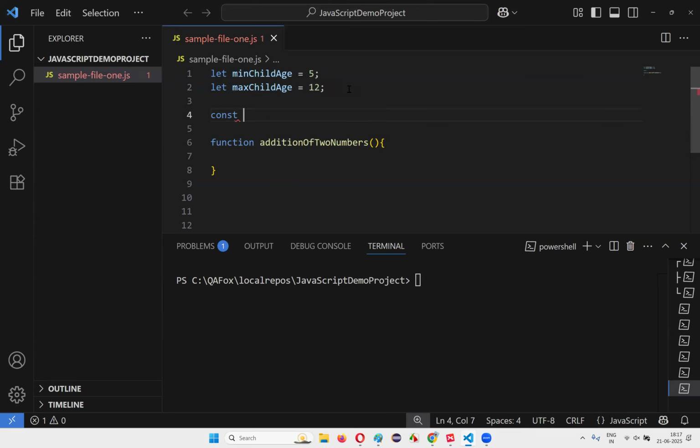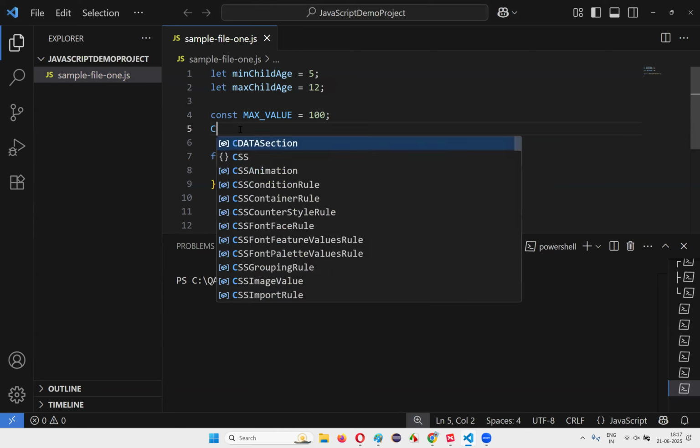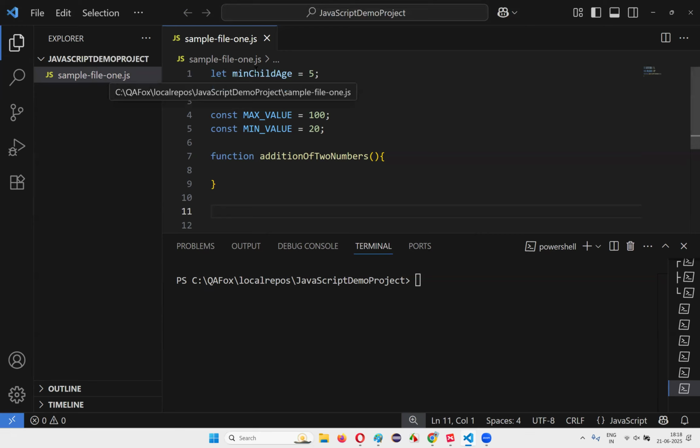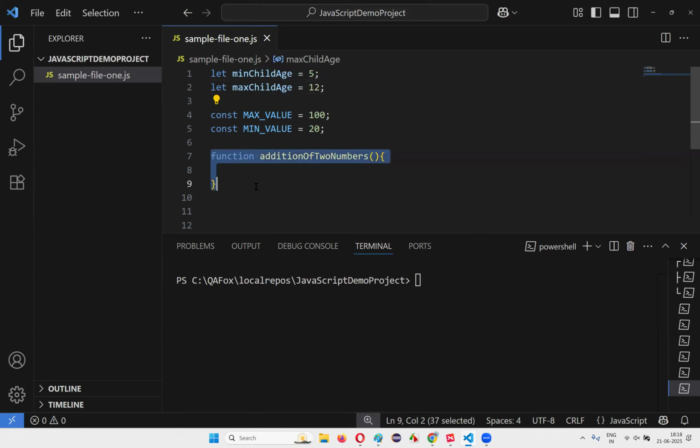Now constants: const MAX_VALUE is 100, const MIN_VALUE is equal to 5, or equal to 20 otherwise. Like this you can write. This is upper snake case. Okay, with this I hope you got some idea, right? How to follow the naming conventions for the file names, variables, functions, and constants. Hope you got some idea about this.